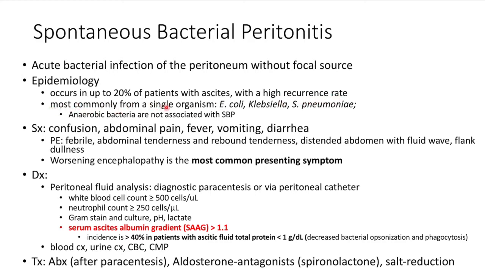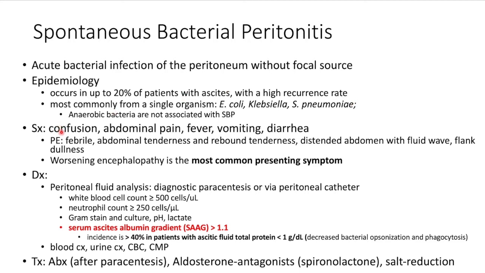Most commonly it is going to be from a single organism. When we take some of that acidic fluid and we culture it, we'll see one organism. So we'll see E. coli, or we'll see Klebsiella, or we'll see strep pneumo. But you typically won't see a mix of bacteria within that acidic fluid. Okay, and just as a side point, anaerobic bacteria are not typically associated with SBP. All right. And so we're really just looking for one of these 3 bad boys.